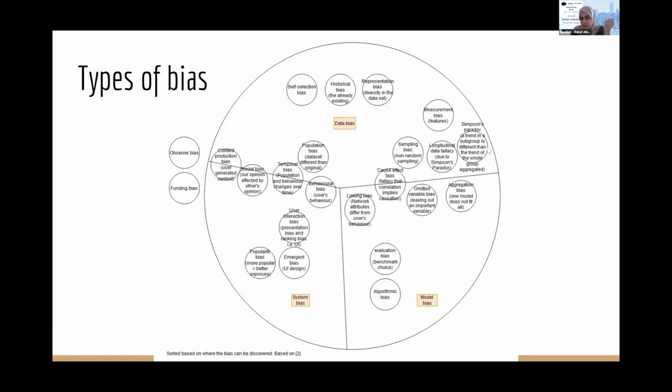It's when a trend in a subgroup is different from the trend in the whole group aggregated. So when you are trying to synthesize data, you are risking having the synthesized data represent the whole group and not represent the different subgroups of women. And so that means that you might be risking introducing new bias types to your data. Population bias is when data sets are different from the original. That could also be caused by synthetic data.